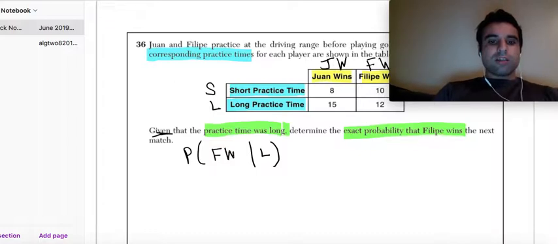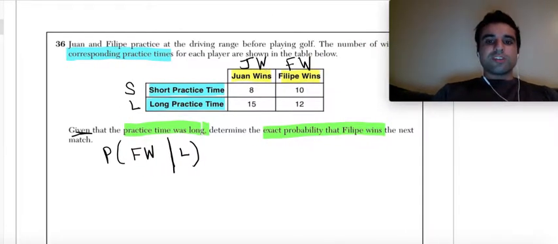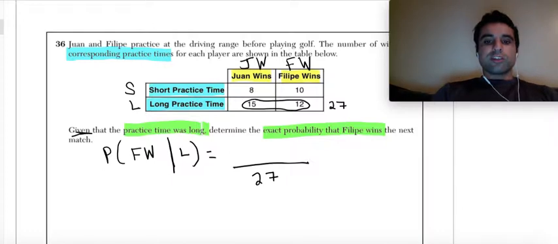The bar in between means given, okay? So the probability that Felipe wins, given that it was a long practice time, is going to be out of the total number where there was a long practice time, which if I add them, 15 plus 12 is 27. So 27 of them had a long practice time. So we're only looking at the ones with long practice time because that was the given, L, right? And out of those, how many did Felipe win? Out of those ones only, it was 12.